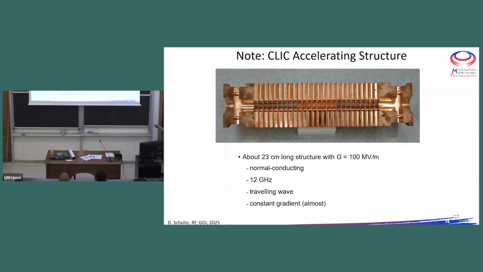Just to show you the extreme other case, which is the CLIC accelerating structure. This is 12 gigahertz, so it is actually this long. The other one was a meter long. This is this long, has 12 gigahertz, 23 centimeters. There it is 100 megavolts per meter. And it's normal conducting, and it's traveling wave. So that's the extreme other. We don't have traveling wave in our case.